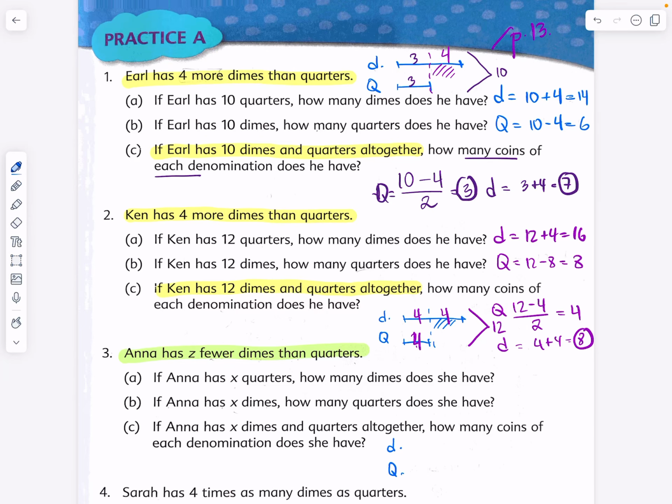Hello, we continue with practice A on page 13, translating. Translating English to algebraic expressions. Translate to algebra.